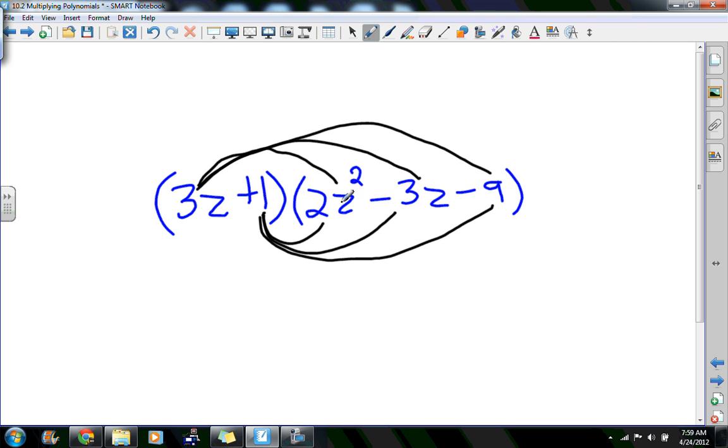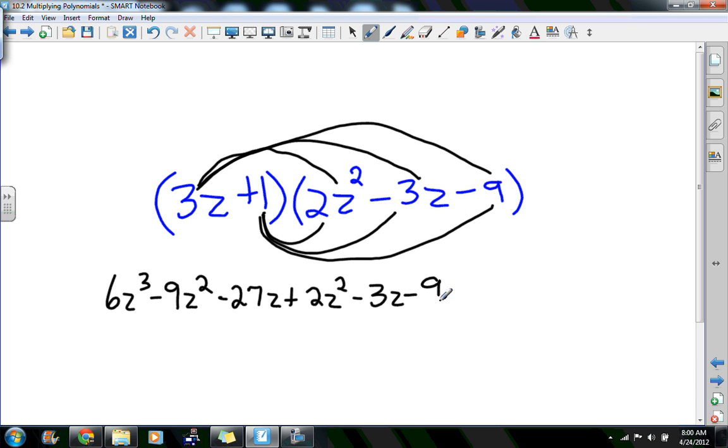So this will take a little while, but that's okay. So we get 3z times 2z squared gives us 6z cubed. 3z times negative 3z will be negative 9z squared. 3z times negative 9 will be negative 27z. Okay, so now we're done here. The 1 gets distributed here to be positive 2z squared. Then negative 3z, and then negative 9.